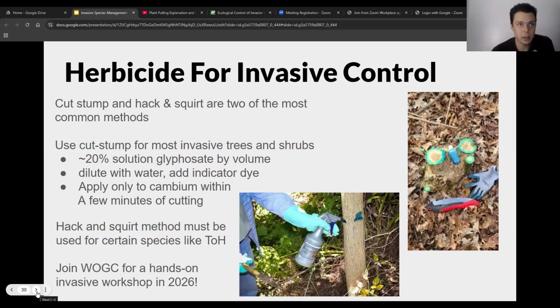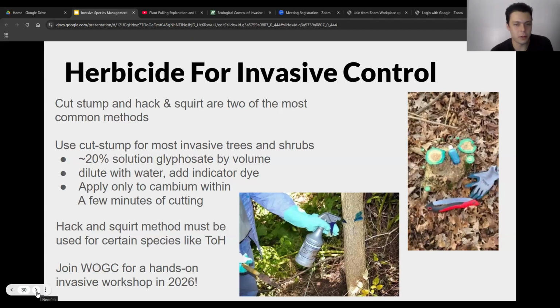that tree is going to send a signal to its roots saying it is under attack. And before glyphosate would reach those roots and kill the entire system, it is going to send up enough signal for hundreds and hundreds of babies, and you're going to have a problem for a very, very long time. So what you have to do is kind of trick the tree into not thinking it's been cut down.